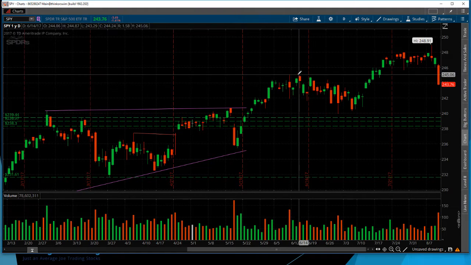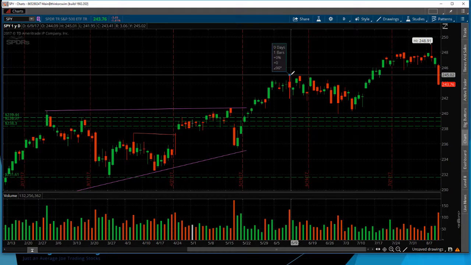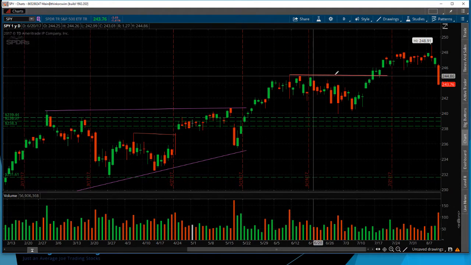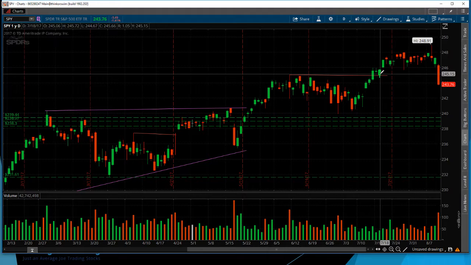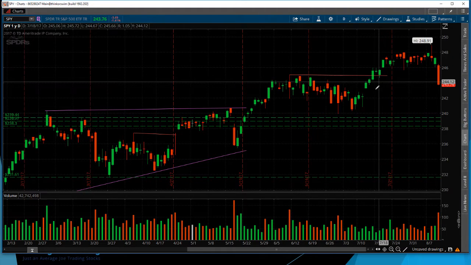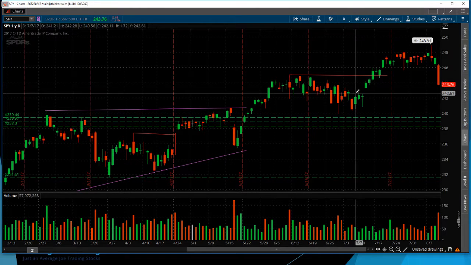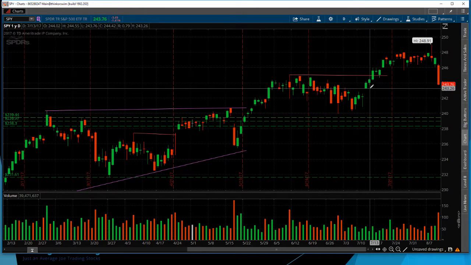And really, if you want to be technical, I wouldn't be happy that we're out of phase 2 until we broke this, until we broke over here. And then I would feel that we were in phase 2. That doesn't mean you can't catch this because we're starting to break out over this consolidation.